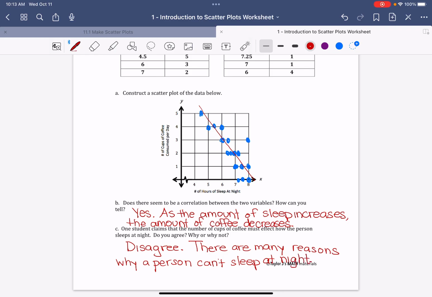Okay, if you need to pause the video to finish up this problem, go ahead and pause it, and then when you're ready, go to the next page.